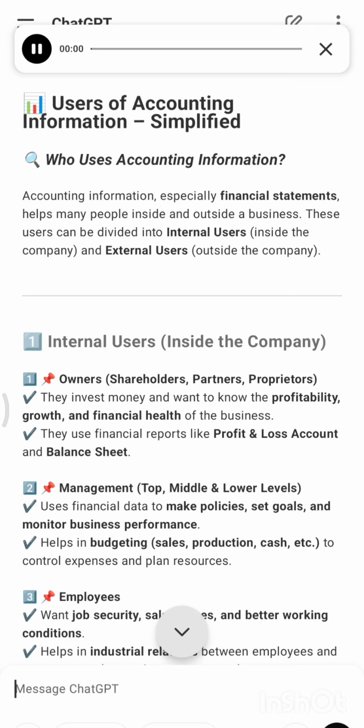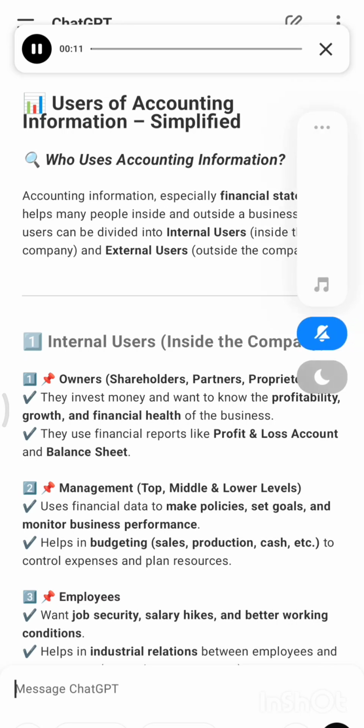Users of accounting information, simplified. Who uses accounting information? Accounting information, especially financial statements, helps many people inside and outside a business. These users can be divided into internal users inside the company and external users outside the company.